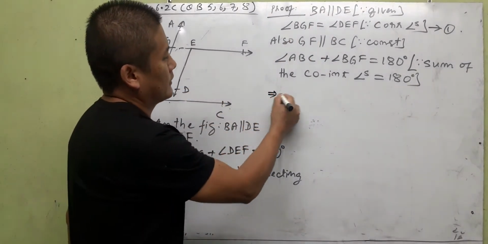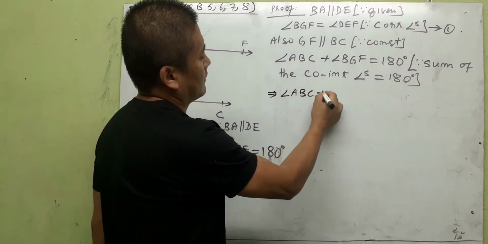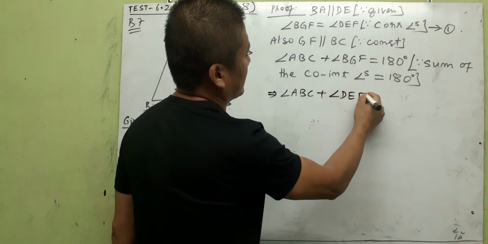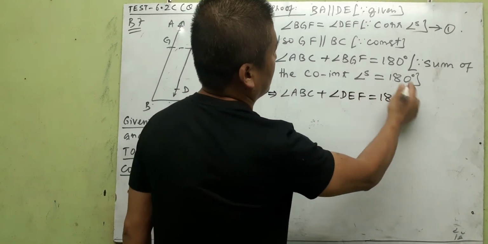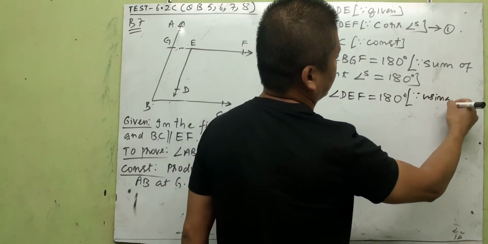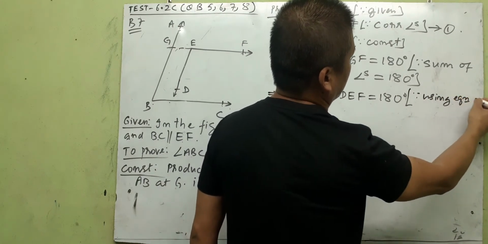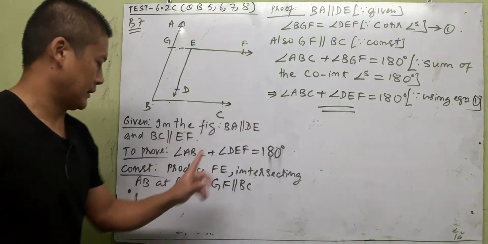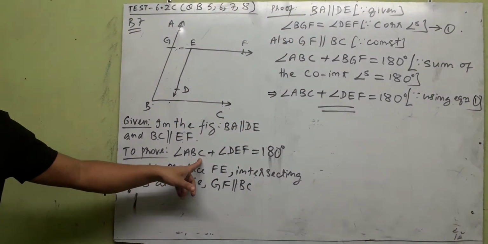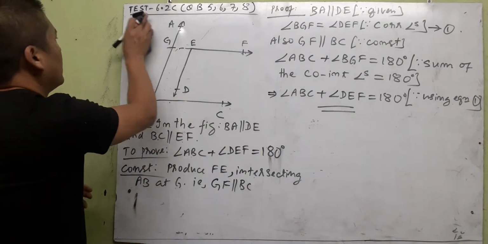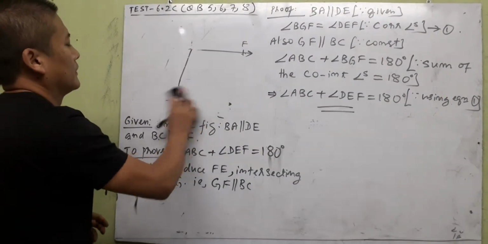So we can just write angle ABC plus BGF, which we can replace by DEF, equal to 180, since using equation number 1. So we have proved it, right? This is what they're asking us to prove. That's how we can do it. Okay, so one more question for this test portion, the last one.